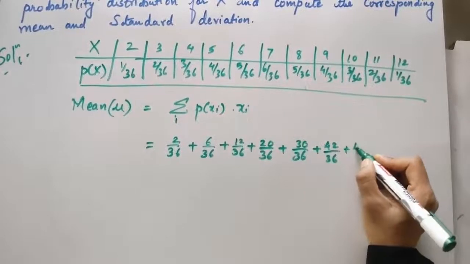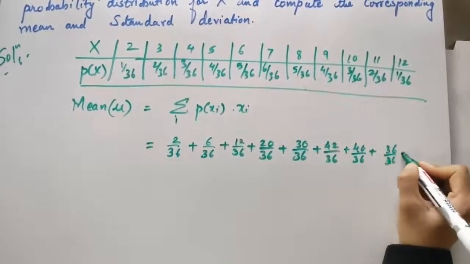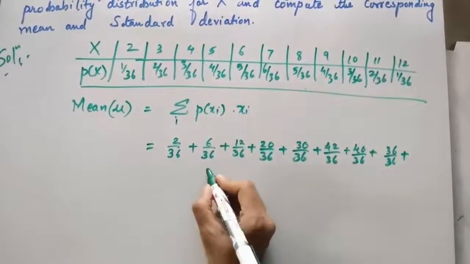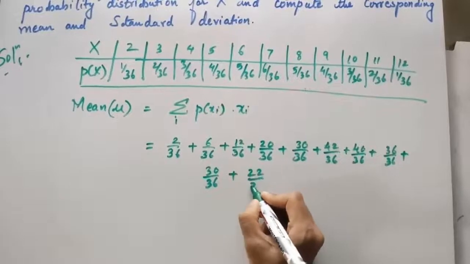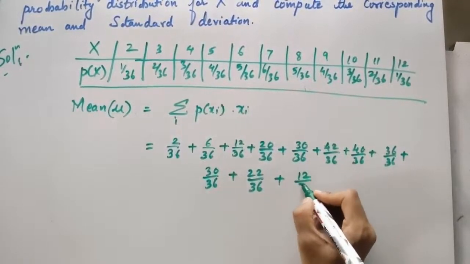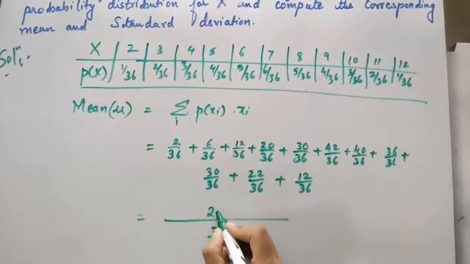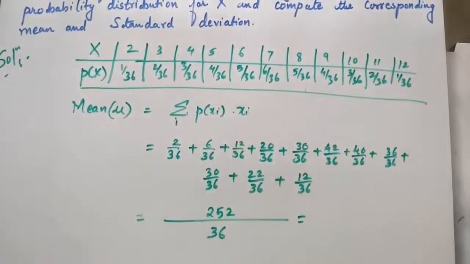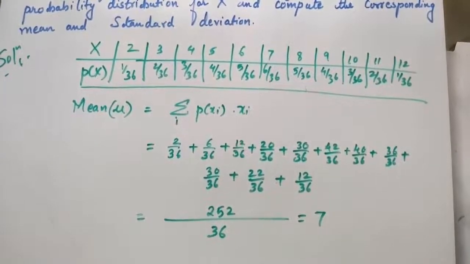Next it is plus 40 by 36. Plus 36 by 36. Plus 30 by 36. Plus 22 by 36 plus 12 by 36. If you just add up all the numerators, you will get 252 by 36, and when you evaluate it further, you must be getting the mean to be 7. Just check once again in your calculator.